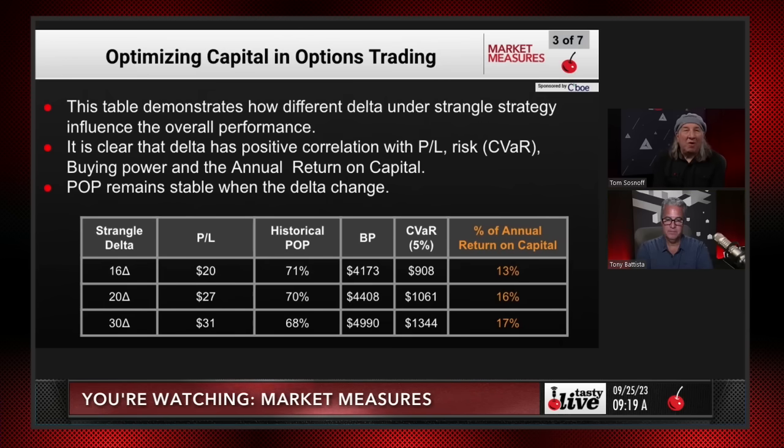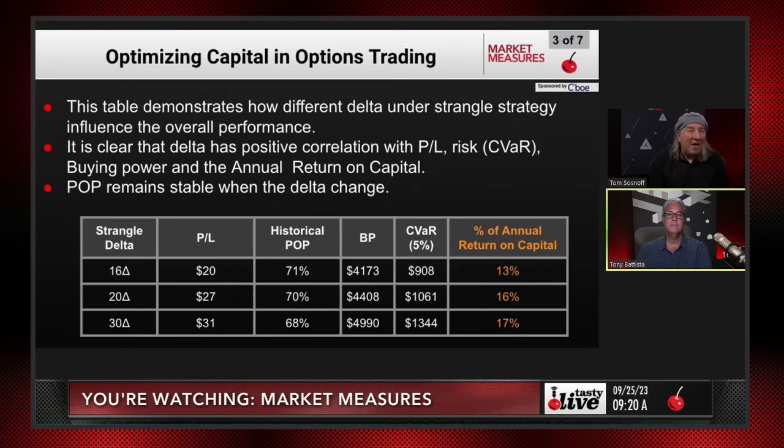So first of all, we start off with the first table, which demonstrates how different deltas under strangle strategies influence the overall performance. It's clear that the delta has a positive correlation with P&L, risk, CVAR, and buying power and the annual return on capital. POP remains stable when the deltas change. So the first thing we notice here is that the P&Ls are pretty, nothing would blow you away one way or the other because they're right in line. This is all at 21 days.